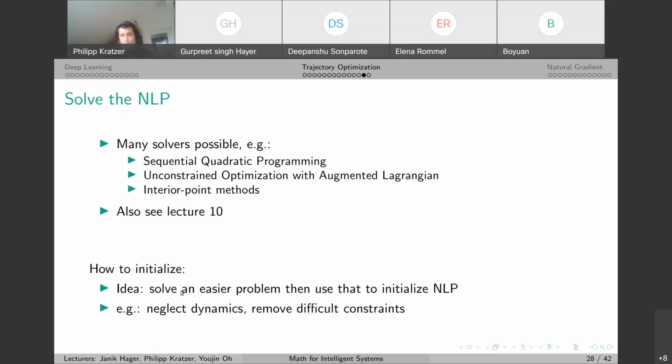How to initialize: if you have a problem and don't know how you want to initialize your trajectory, you could use a very simple initialization, like saying all your torques, so all your controls, are 0 already, so that your costs are at the minimal point. Or you could neglect dynamics and remove difficult constraints, solve some easier problem, and use this as an initialization.